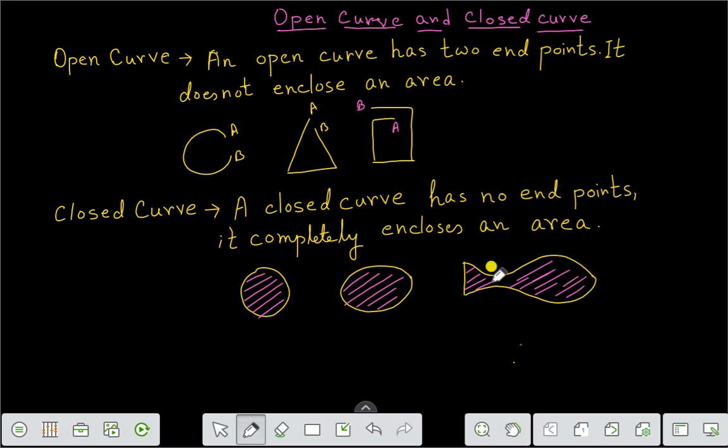Right? Here you see again we are defining what is an open curve. An open curve has two endpoints. It does not enclose an area like this. And a closed curve has no endpoints. It completely encloses an area. These are the examples of closed figures or closed curves.